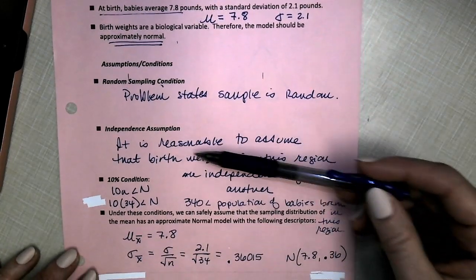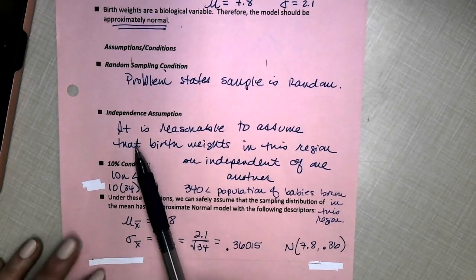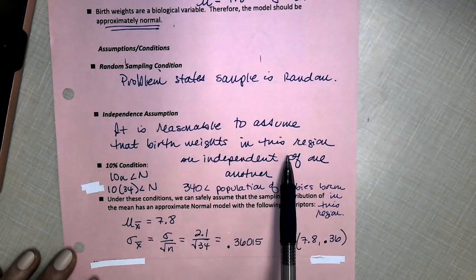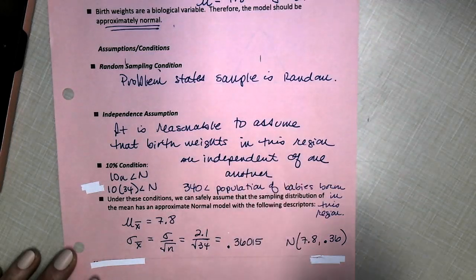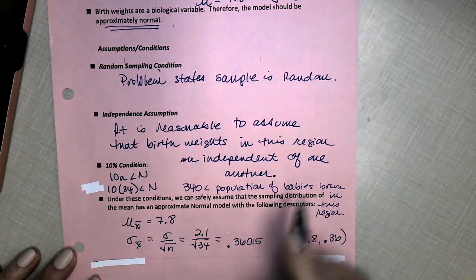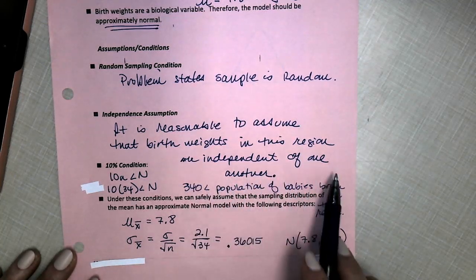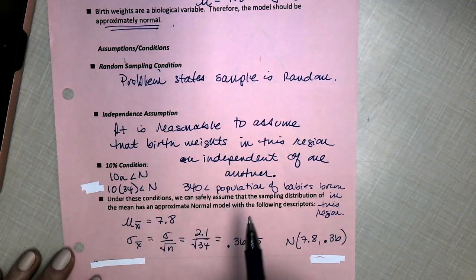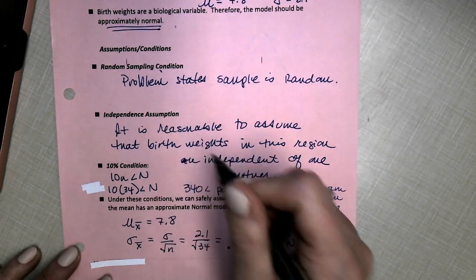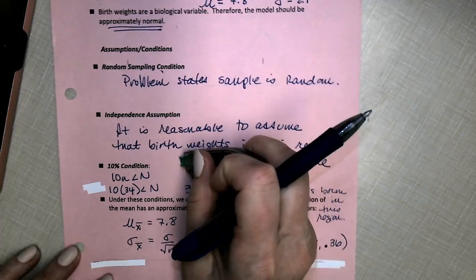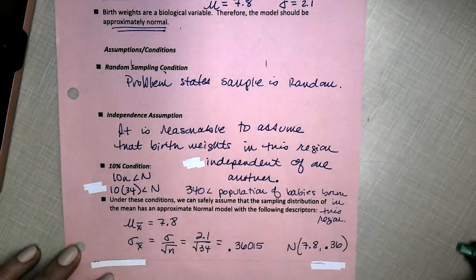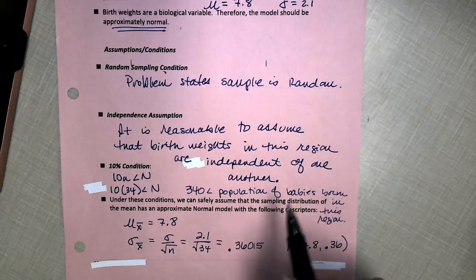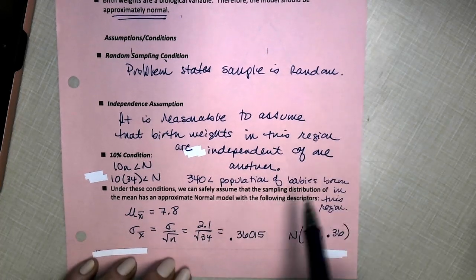For the independence, and I'm sorry, you don't always see my handwriting, it is reasonable to assume that birth weights in this region are independent of one another. So I'll get better at writing as the semester goes on, and you have to too, because you write your AP test. So you have to get really good at that. Sometimes on your tests, I can't read what you're saying, but I can kind of assume, but a test reader may not be that generous.